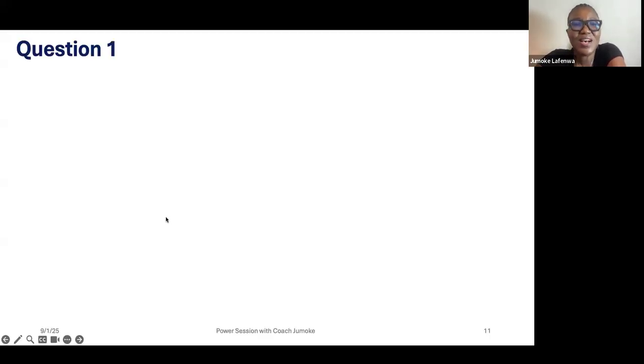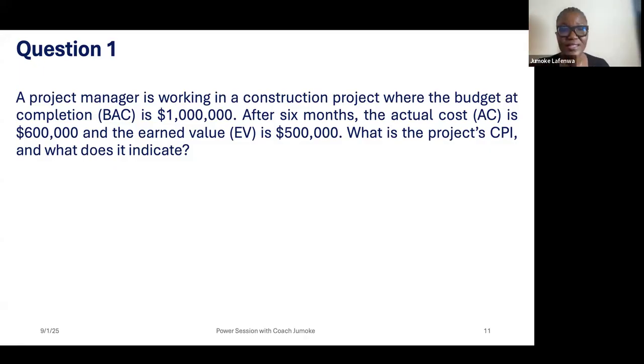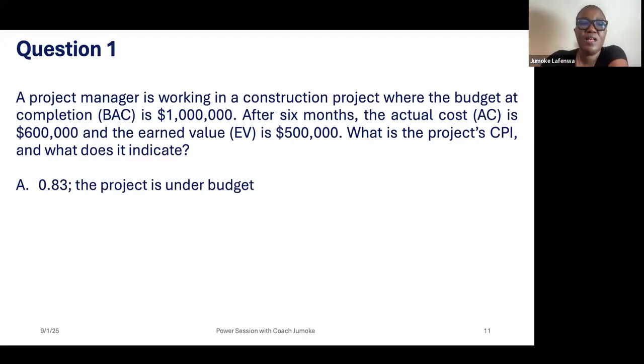All right. So this is our first question. I hope those that are on TikTok can see the question as well. Question 1: A project manager is working on a construction project where the budget at completion, BAC, is $1 million. After 6 months, the actual cost is $600,000 and the earned value is $500,000.